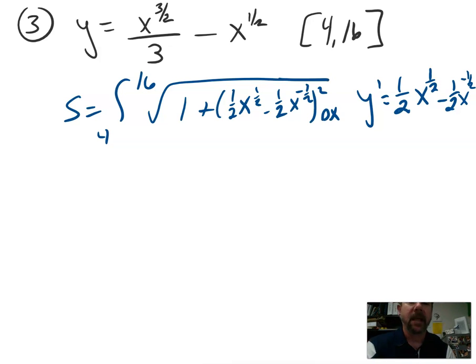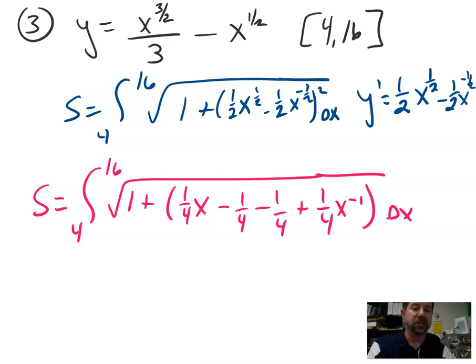And now, like before, if I'm able to use my calculator, I would probably just plug in right here. But if I can't, I have to multiply this out. So if I multiply it out, we're going to get something that looks like this.